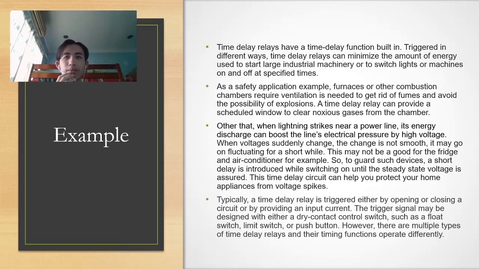Typically, a time delay relay is triggered either by opening or closing a circuit or by providing an input current. The trigger signal may be designed with either a dry contact control switch, such as float switch, limit switch, or push button. However, there are multiple types of time delay relays and their timing functions operate differently.